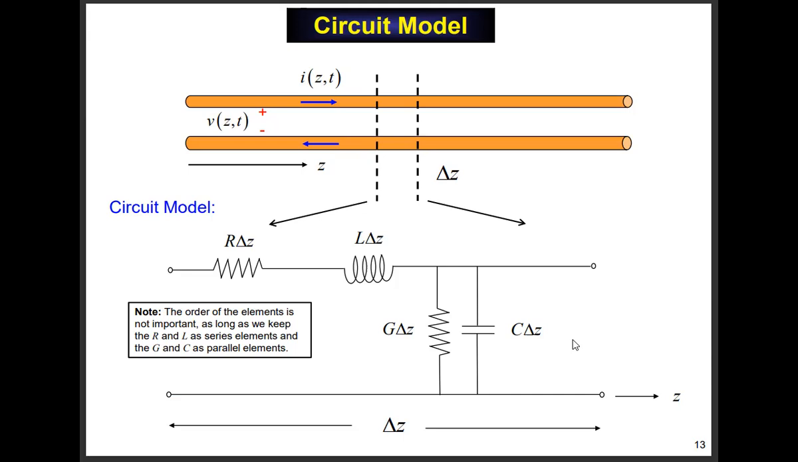And the claim is it becomes exact in the limit when delta z approaches 0. And so the goal is to try to use the circuit model for a small piece of the transmission line and derive a fundamental set of differential equations that describe how voltage and current travel, or to use the fancy word, propagate on a transmission line. Because that's what we're after.